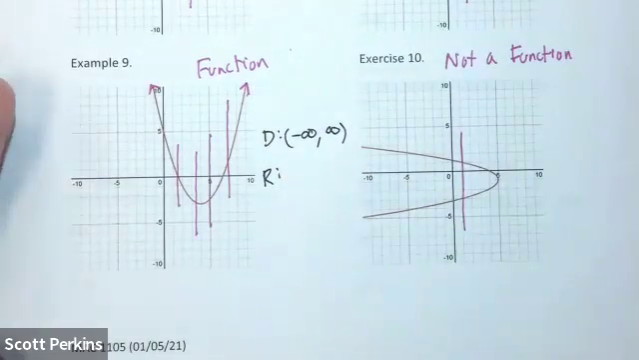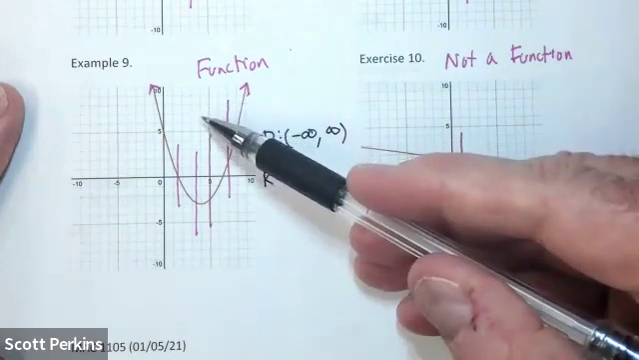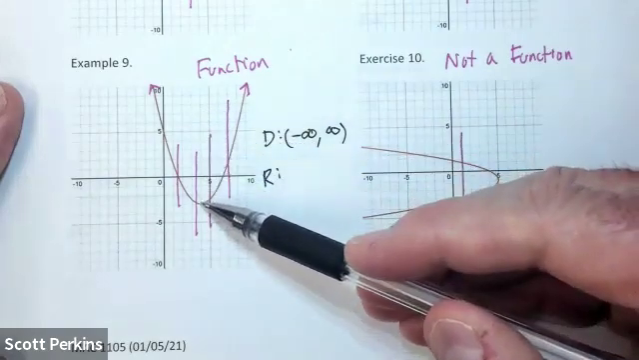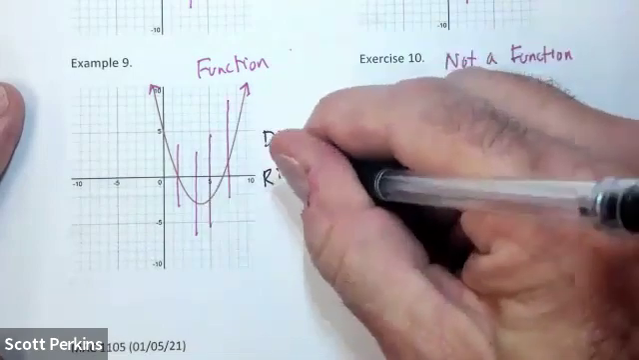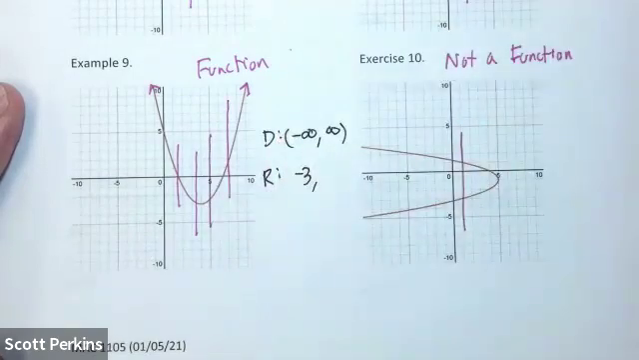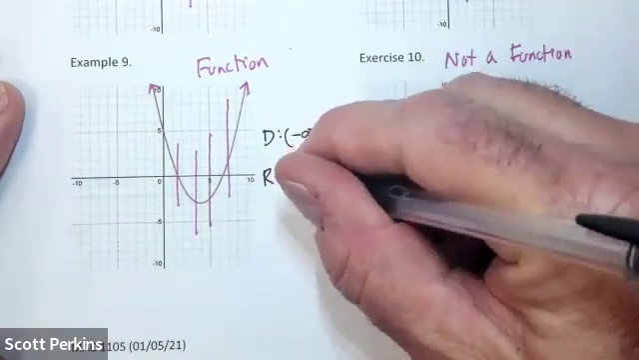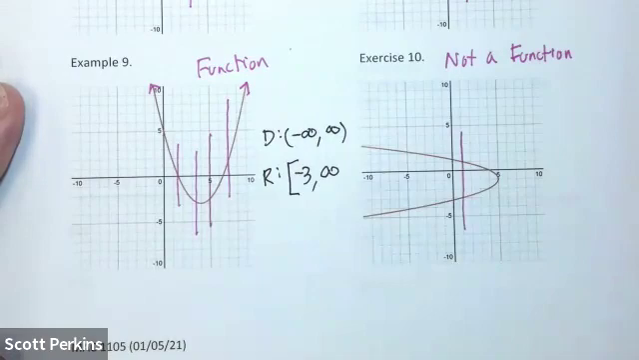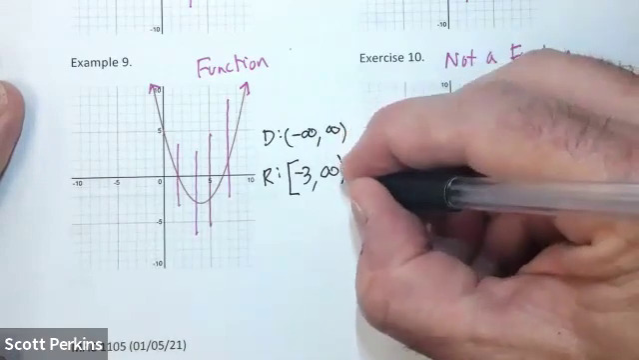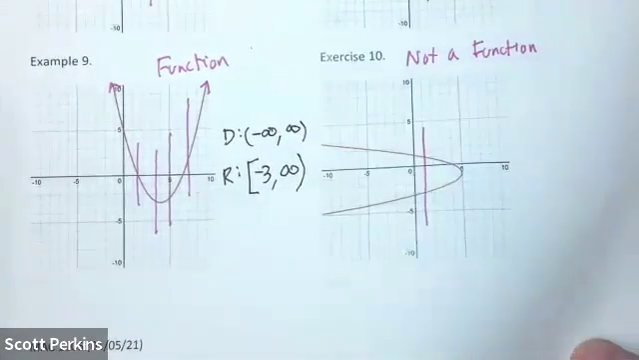How about the range on this one? How far down does this graph go? -3, so it does have a stopping point. How about up? How far up is this graph going to go? Yeah, it never stops. It's going up really quickly. The -3, I'm going to put a bracket because that is a value it does reach. The infinity, I'm going to put a parenthesis because you never get to infinity.